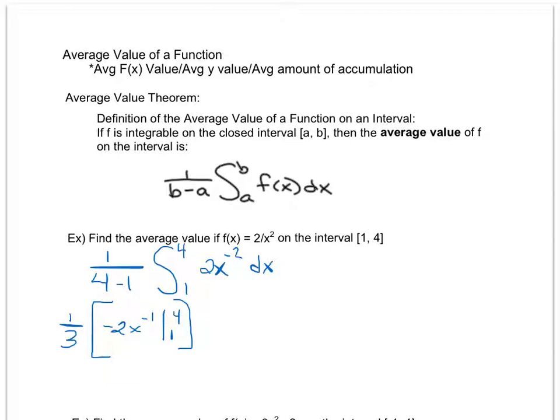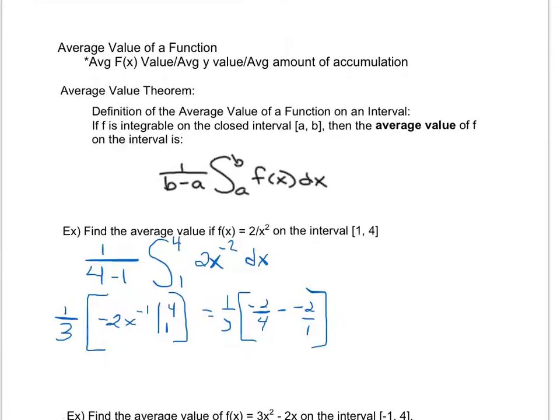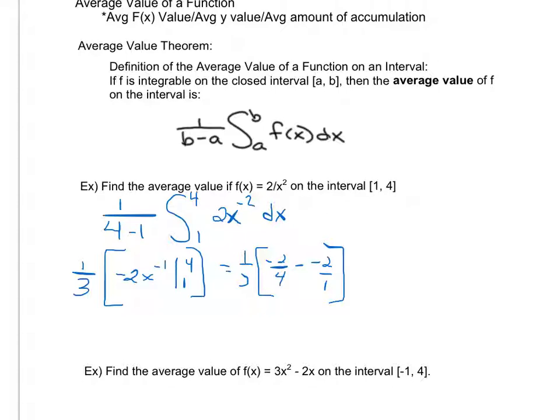So when I'm integrating, I'm going to rewrite this as negative 2 over x, and I'm going to get 1/3 times negative 2 over 4 minus negative 2 over 1. Doing my math and calculating that gives me 1/3 times 3 over 2. And 1/3 times 3 over 2, my 3's cancel out, leaving me with 1/2 for my average y value for this function over the interval from 1 to 4.